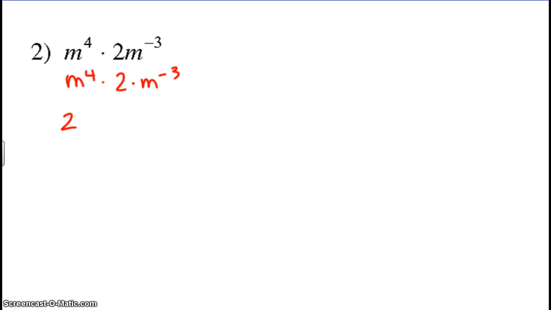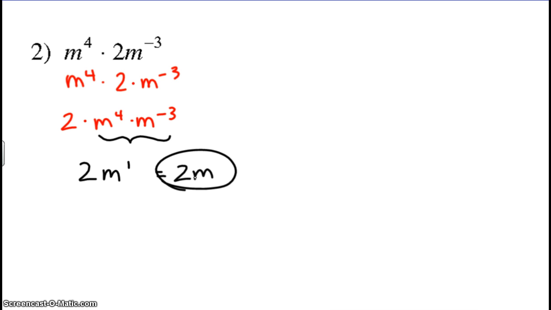So by moving a constant to the front and grouping my variables together, I have 2. There's nothing else with it, so I just simply bring down the 2. Now by combining m to the 4th and m to the negative 3rd, this is a multiplication problem where the bases are the same. So I add the exponents. 4 plus negative 3 is a positive 1. So you can write it as 2m to the first power, or I would also accept it as 2m, because the very first thing in our property of exponents is anything to the first power is itself.